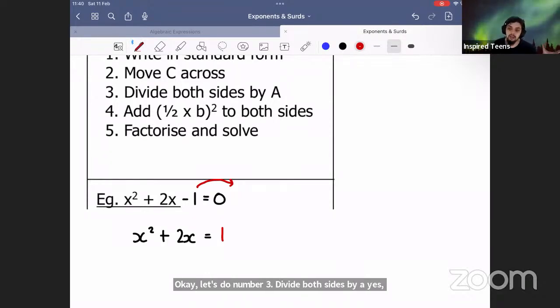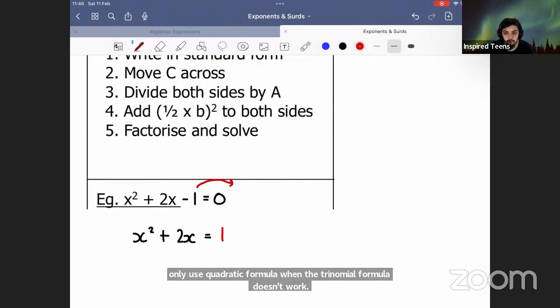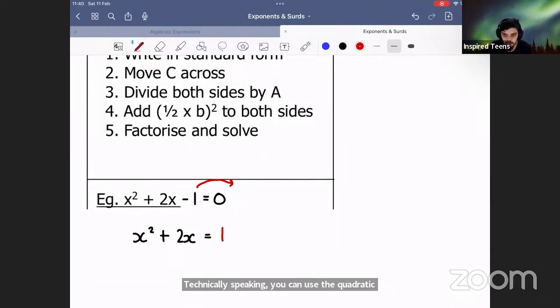Yes, correct. We only use quadratic formula when the trinomial formula doesn't work. Technically speaking, you can use the quadratic formula even when your trinomial formula is going to work. You can use the quadratic formula at any point in time. Myself personally, I preferred to use the trinomial formula when I could, and then use the quadratic formula when I couldn't. And you'll see, like in difficult questions in physics, for those of you who take it, you'll mostly only be able to use quadratic formula. I just feel like quadratic formula, sometimes it's tedious and it takes up time. And if you're quick with the trinomial formula, it's much quicker, right? And if you've been working at it for a long time, yes, quadratic formula works all the time with every trinomial. It will work.